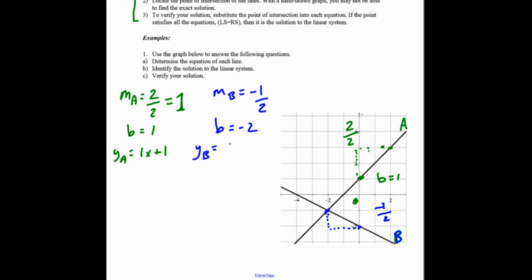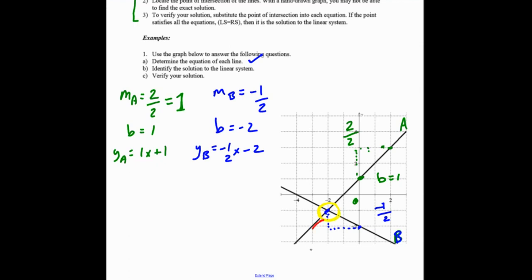My y of b is negative 1 over 2 x minus 2. So just grabbing those numbers from there. Okay, so we've made an equation of both lines. Identify the solution of the equation. Well, these are actually pretty easy because they've given us the answer, the solution, right here.